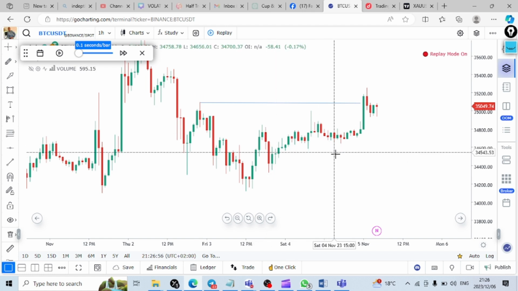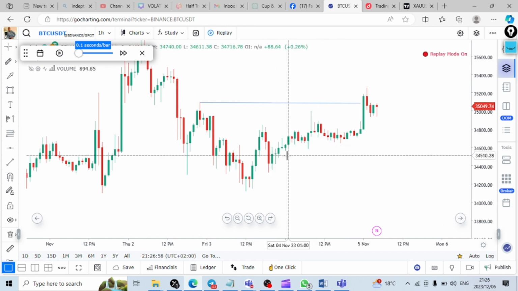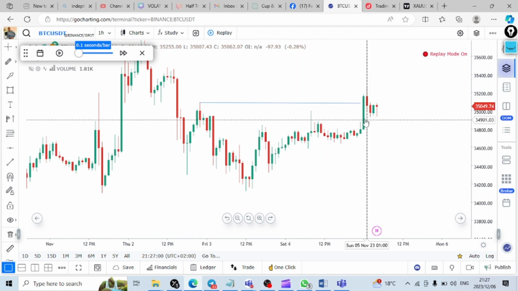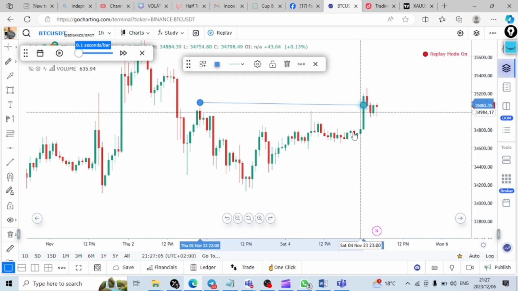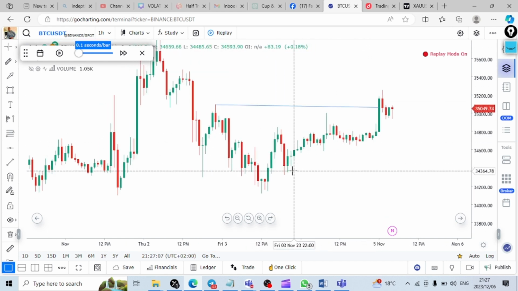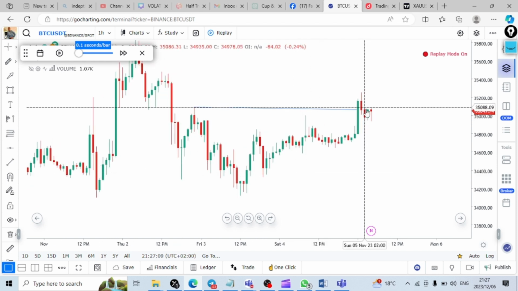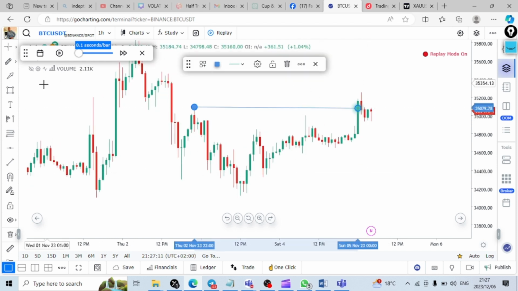So how was I able to pick this as a valid order block? One, we can see at this particular level that this order block resulted in a change of character. That was the criteria that I used to select that order block.